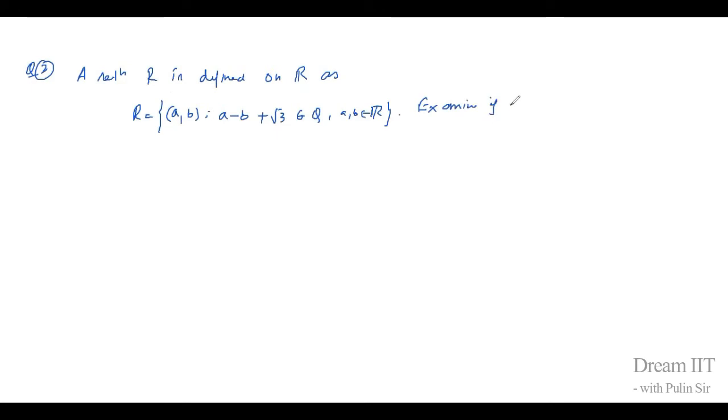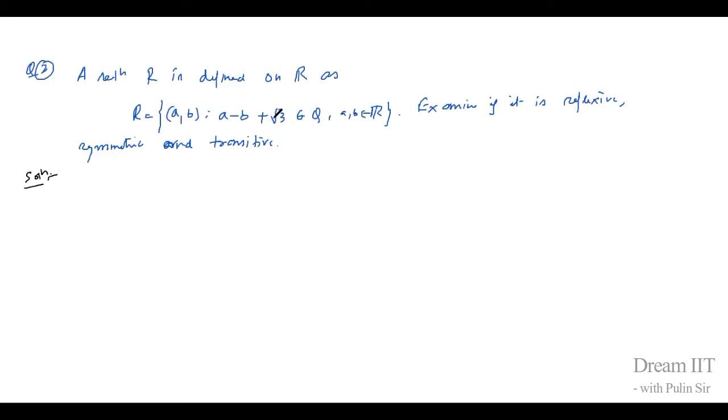Examine if it is reflexive, symmetric, and transitive. What type of relation is it? They are asking you to find it. Right? So this time they are not saying it is equivalence or not. They're just asking you to verify. Okay. So we'll try one by one.